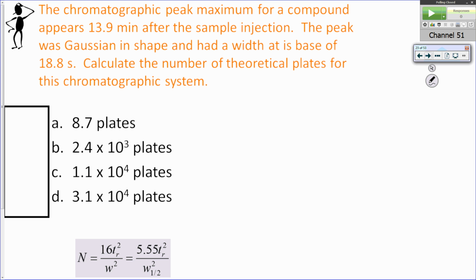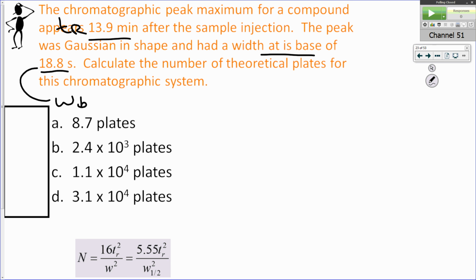All right. So on here, I've got a problem where I've got a component that elutes in 13.9 minutes. So this is its retention time, tR. And then it tells me that the peak width at the base is 18.8 seconds. And I want to know what's the number of theoretical plates.